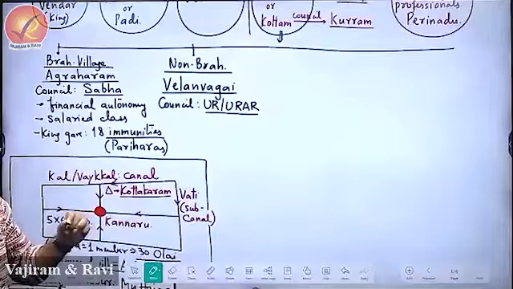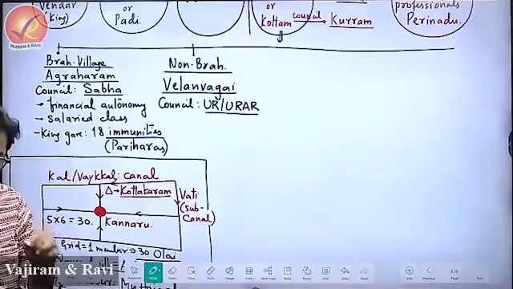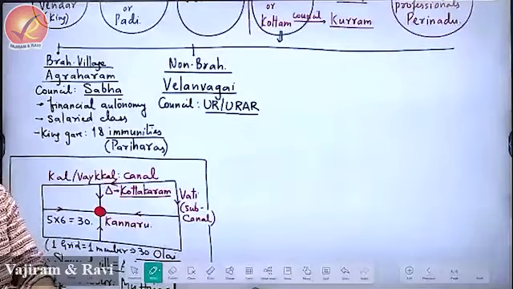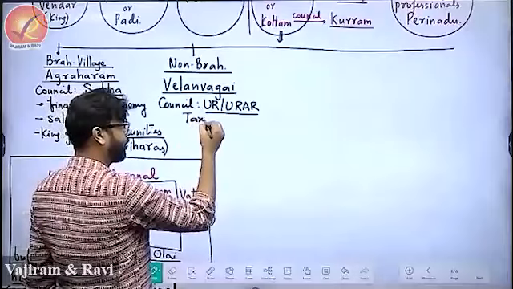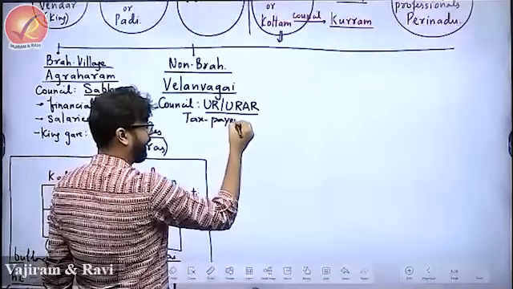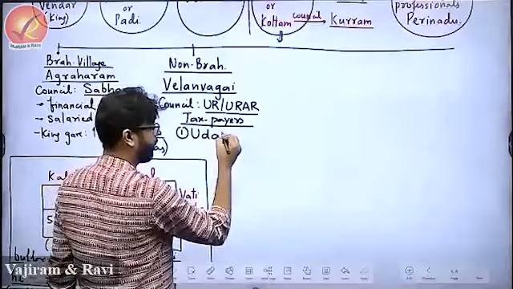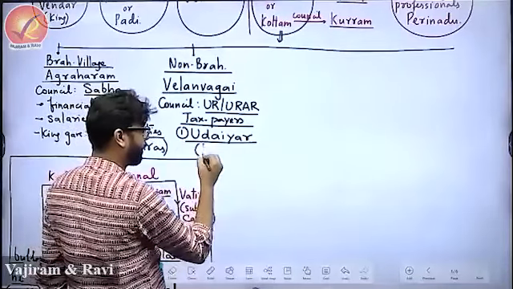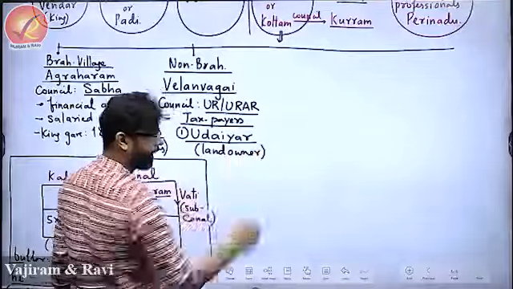that non-Brahman village would be the tax-paying village. So 75% of the state revenue, I mean the orthodox way of collecting tax, comes from the non-Brahman villages. So it is the village of the taxpayers. And there are 2 taxpayers. Number 1 is Udayar. Udayar is actually like a zamindar. He is the landowner. He owns the land and he gives you the tax.